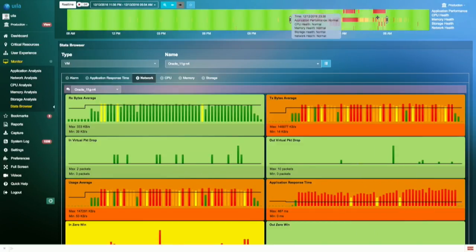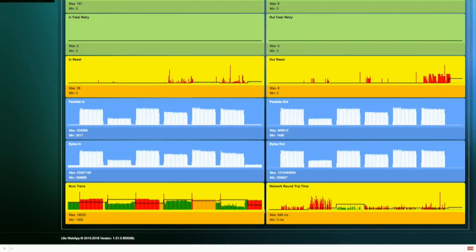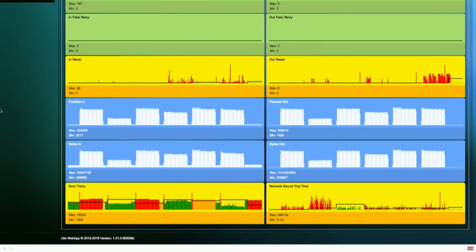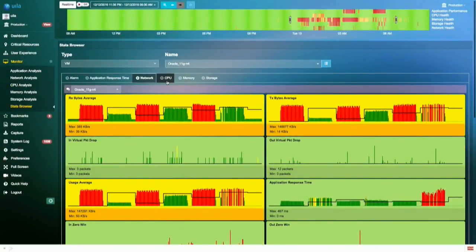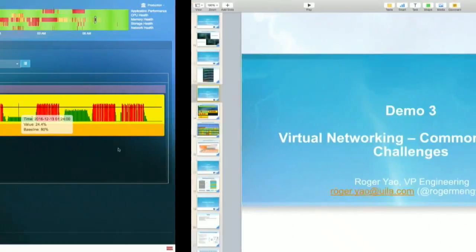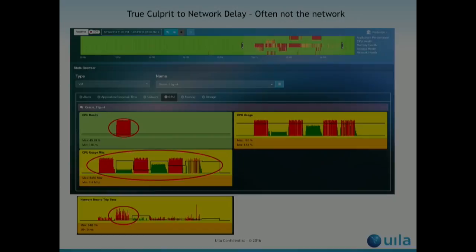It turned out to be, let me focus on this one first. Okay, scroll down. I want you to focus on the network round trip time, right? You see the pattern over here. And you switch back to CPU, and you see the pattern over here. For you to compare these two patterns, I'm going to switch back to the slides. Sorry about that. It's going to be easier for you.